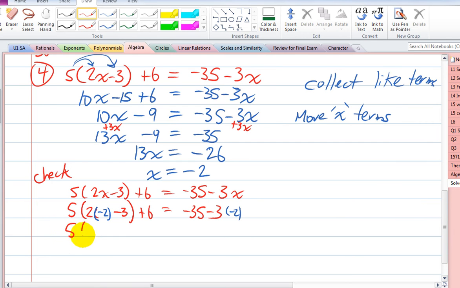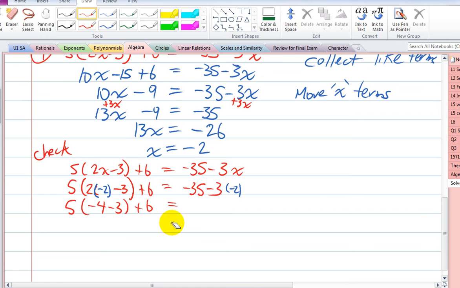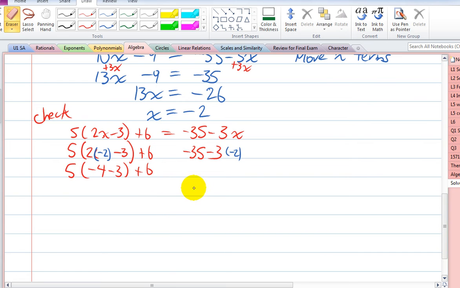So you're going to get 5 times negative 4 minus 3 plus 6 equals, oh, and I shouldn't do the equal sign. What should I be using? Great Wall of Czech. Do not cross it. See how it's a more complicated right side and left side? Minus 35 plus 6. Okay, so do your multiplications.